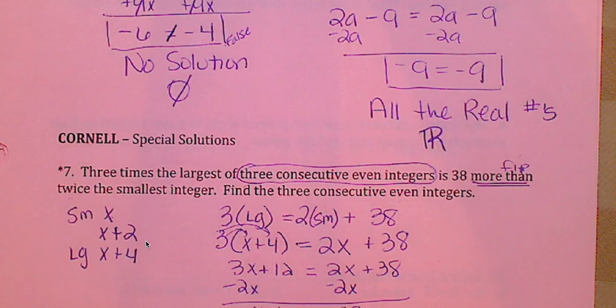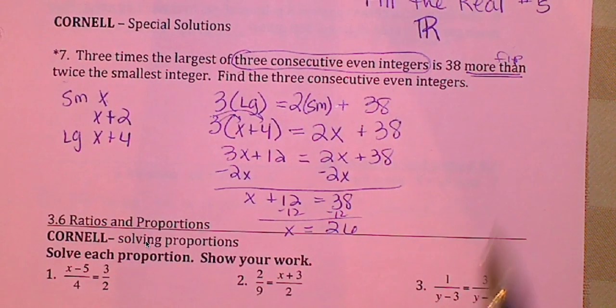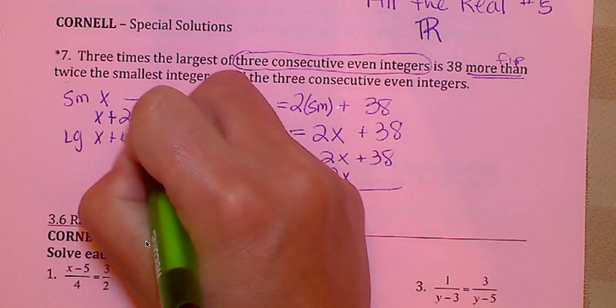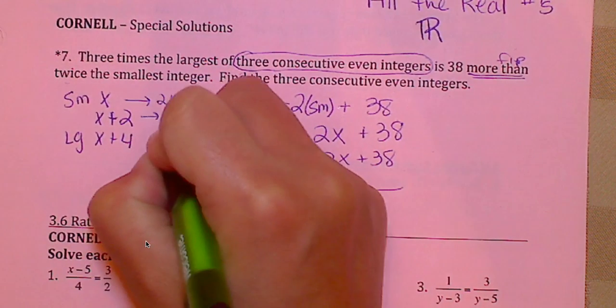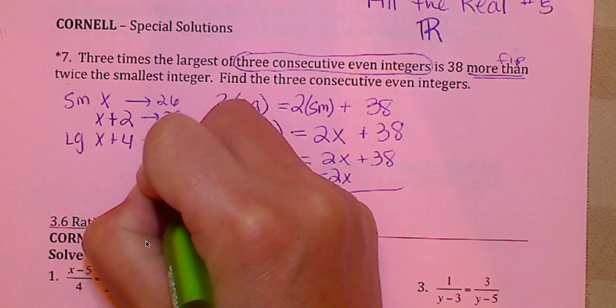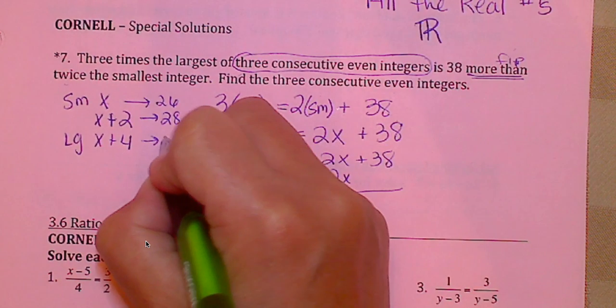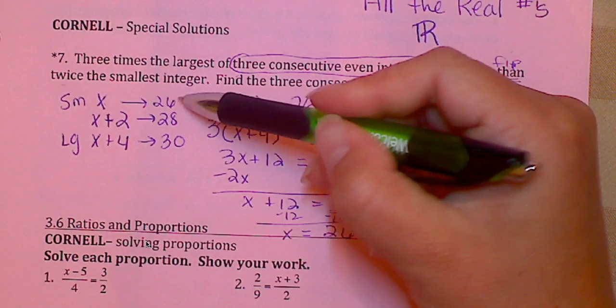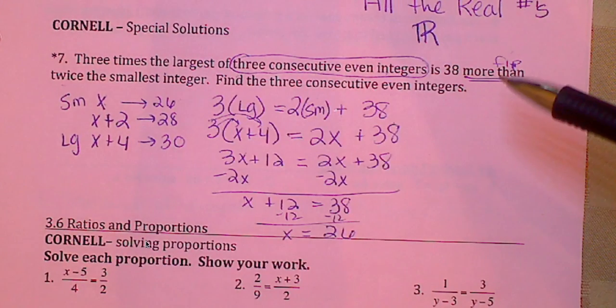Now we're not going to put these in set notation. We won't put these in set notation because this is a word problem, so we need a sentence. So let's check these. x is 26. x plus 2 would be 28. And x plus 4 would be 30. Okay? 3 consecutive even. Yep. They did come out to be 3 consecutive even.